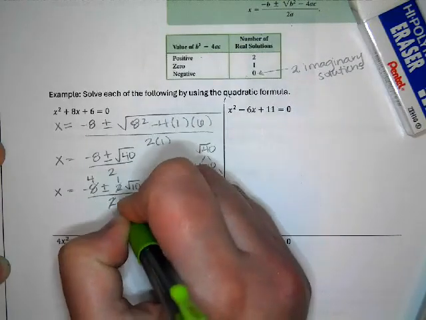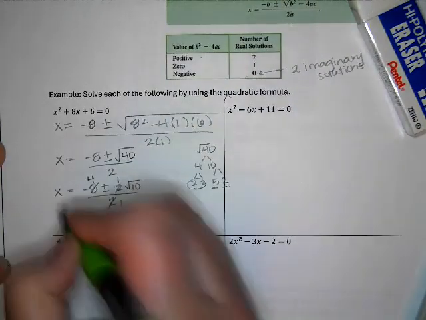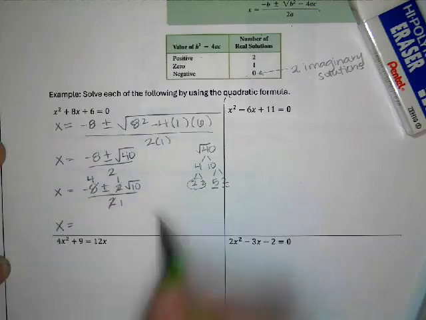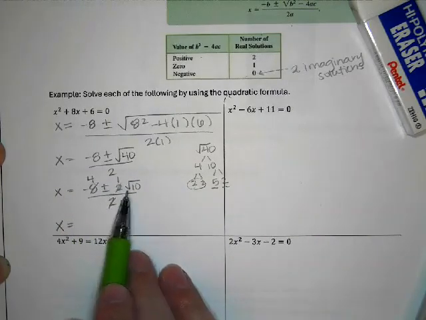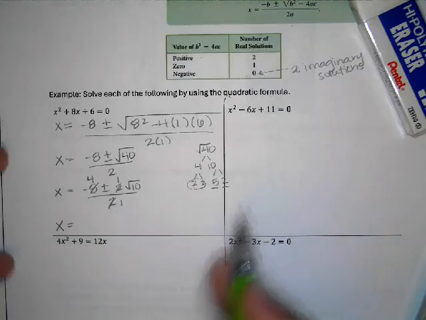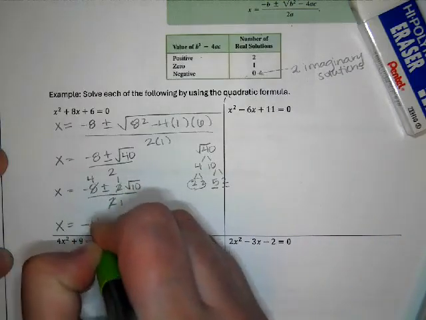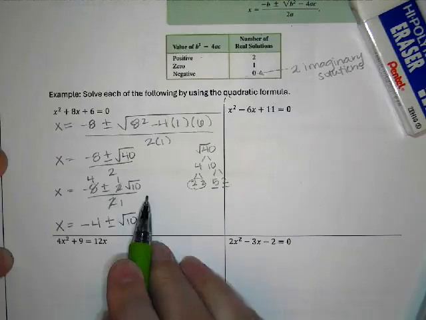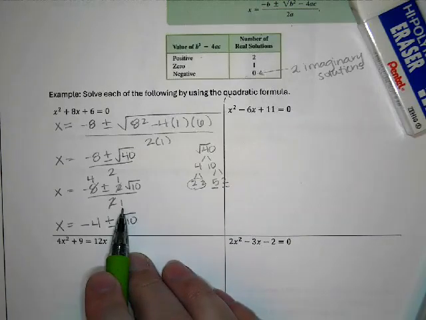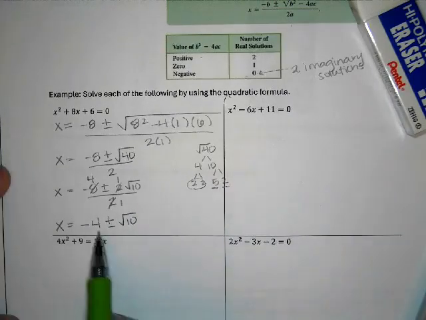Okay. So the final answer here would be negative 4 plus or minus. This is a 1 root 10, but most people will just write root 10. So negative 4 plus or minus root 10. And then the whole thing is written over a 1, which you wouldn't even write. So that's the final answer.